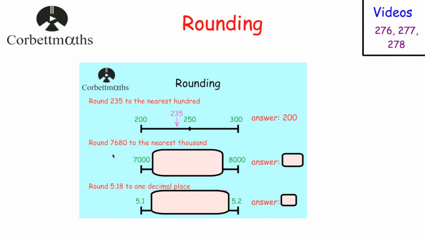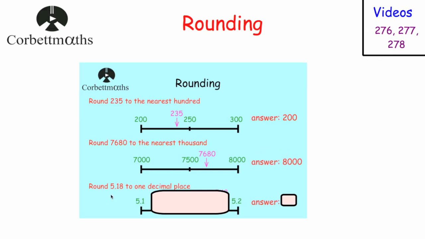Okay, our next question says round 7,680 to the nearest 1,000. So because it's to the nearest 1,000, it's either going to be 7,000 or 8,000, because those are the two thousands that it's in between. So we've got a number line here between 7,000 and 8,000. In the middle would be 7,500, and that number is clearly above it, so it would look something like this, where the number's above 7,500. So that means that our number is closer to 8,000 than it is to 7,000. So the answer would be 8,000. Again, another way to look at it is, because we're rounding to the nearest 1,000, we would look in the hundreds column. We've got a 6 there, which means we round up, so the answer would be 8,000.